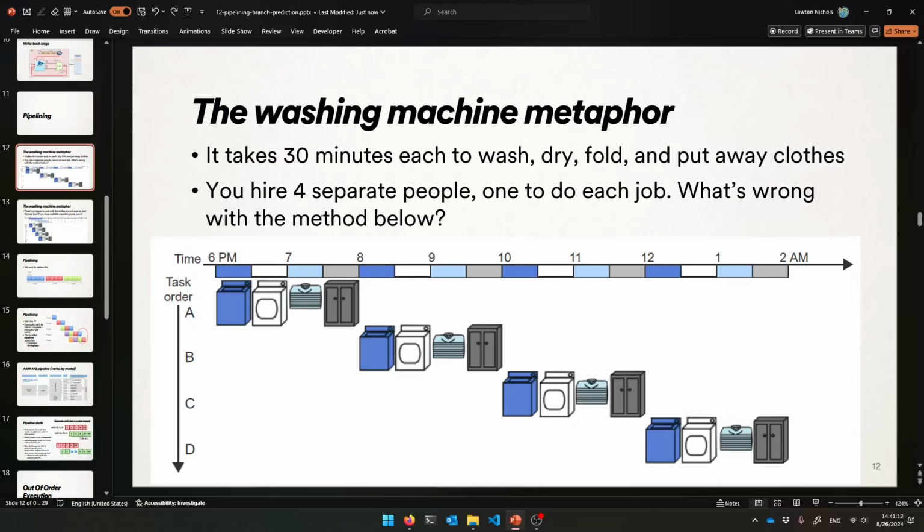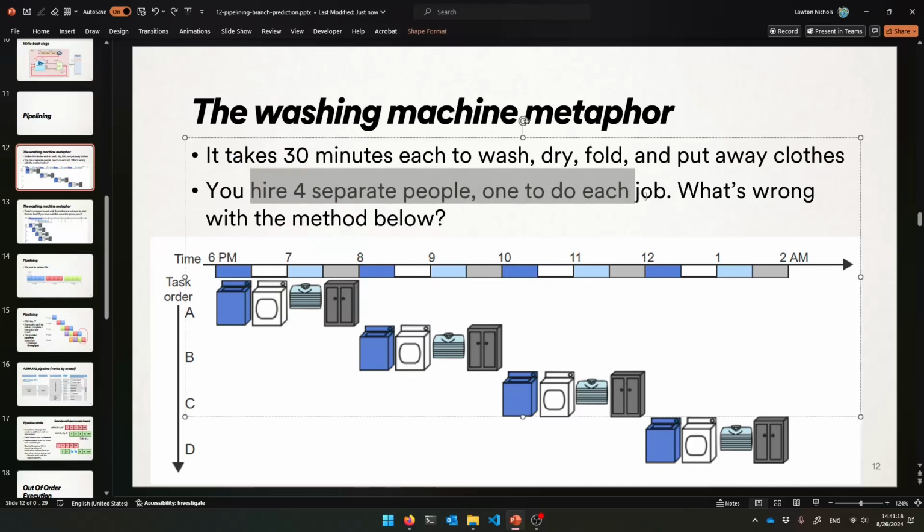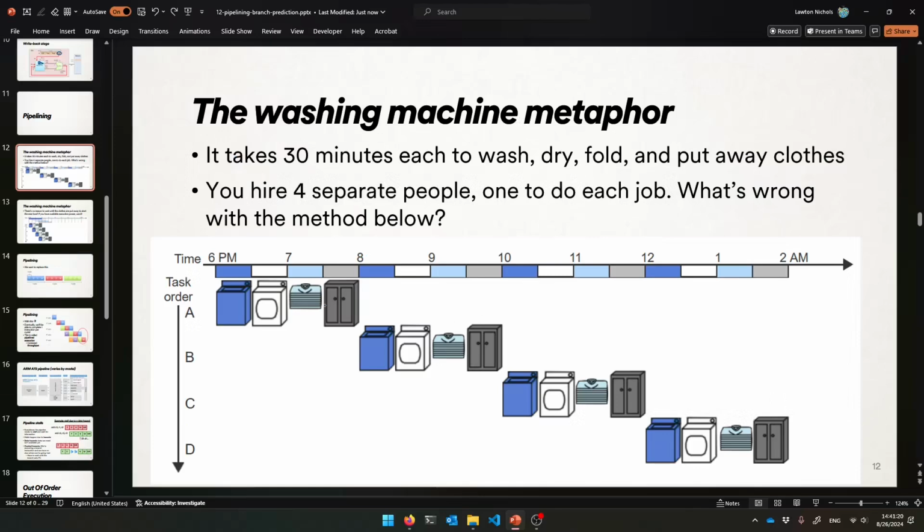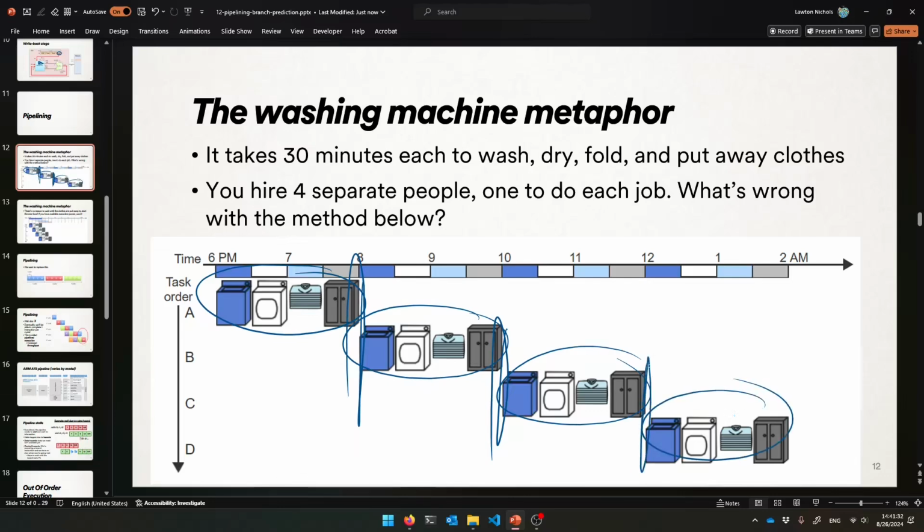If you have 4 loads to do, would you do it like this? If you hired 4 separate people, one to do each job, what's the problem with this sequence? It's like, all right, person A does 1 load, person B does another load after that one's finished, person C does another load only after that one's finished, person D does your 4th and final load of laundry after all that's done, and then it's 2 a.m., now you have your clothes.